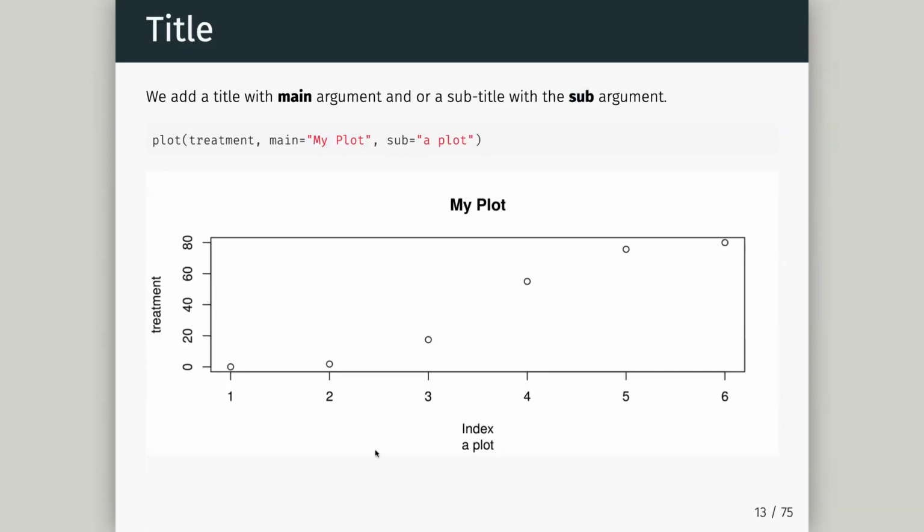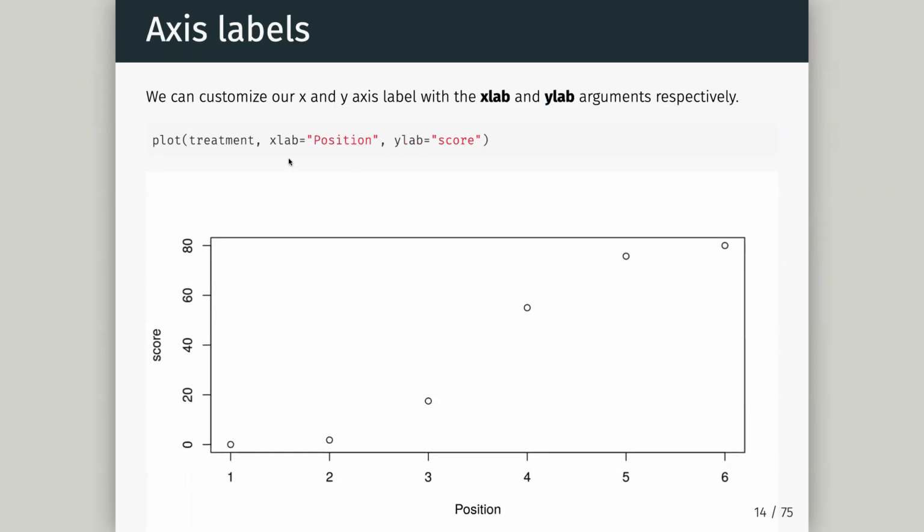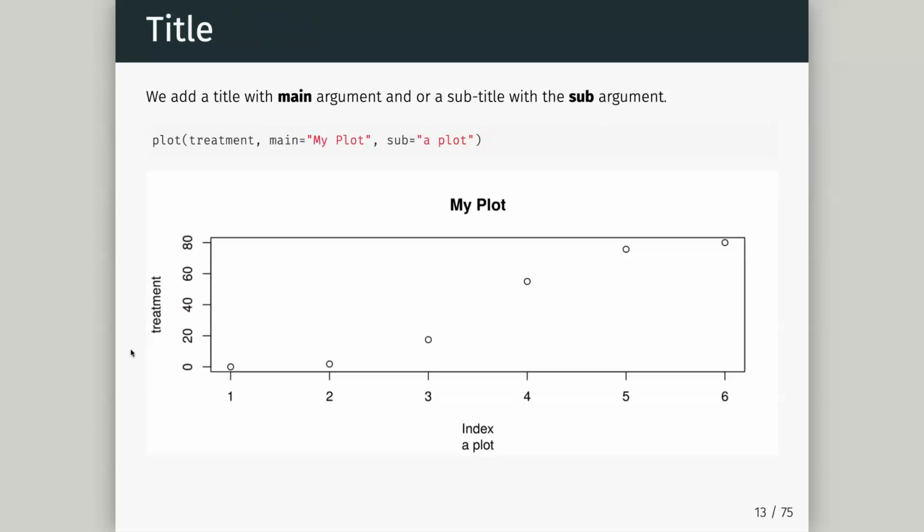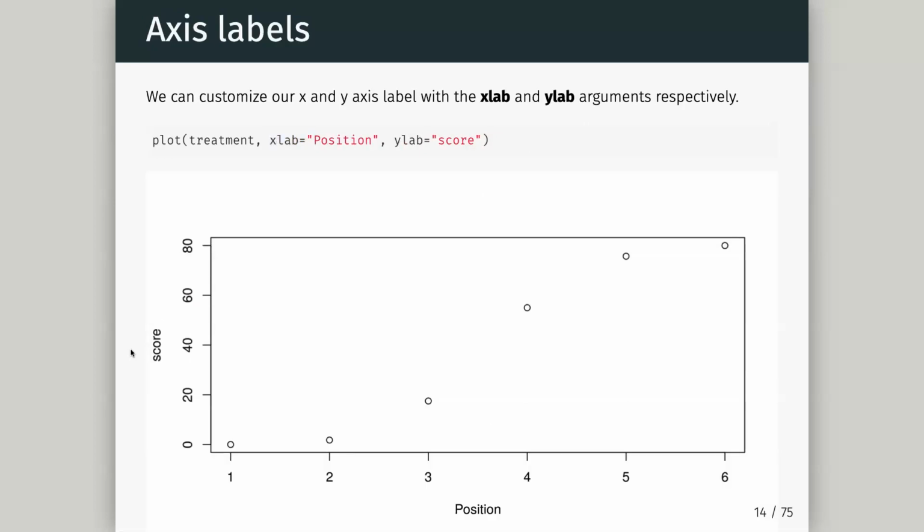We can actually update also here. By default, it's taken the name of my vector treatment and the index here. If I want to update them, I have control over the xlab and the ylab parameters. Here, I'm just going to say xlab is the position. So now I don't have index, I have position. I can say the ylab's score. I have score here as well. Okay. So already we can add some titles to our plot, and we can update these axis labels, and we can make at least a very simple plot very, very quickly.